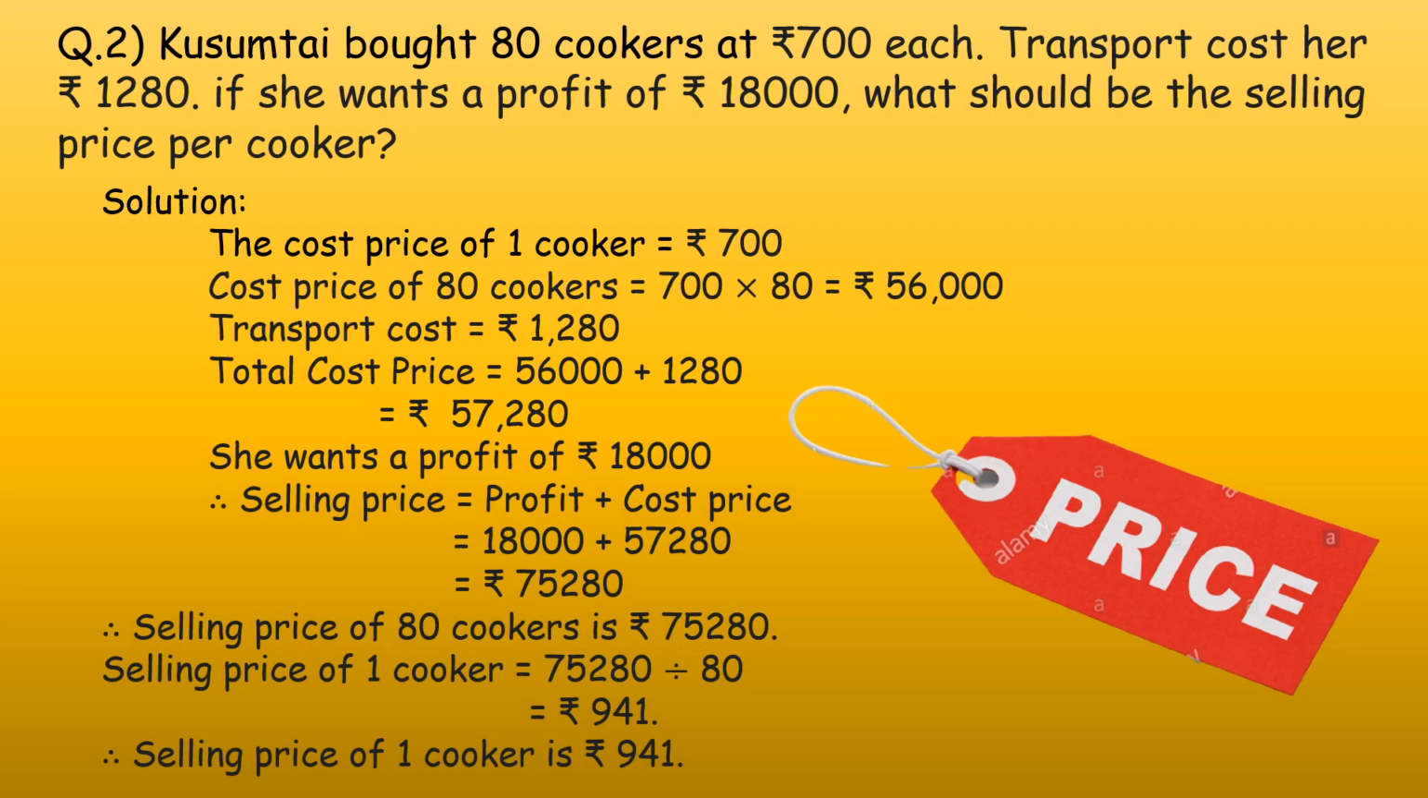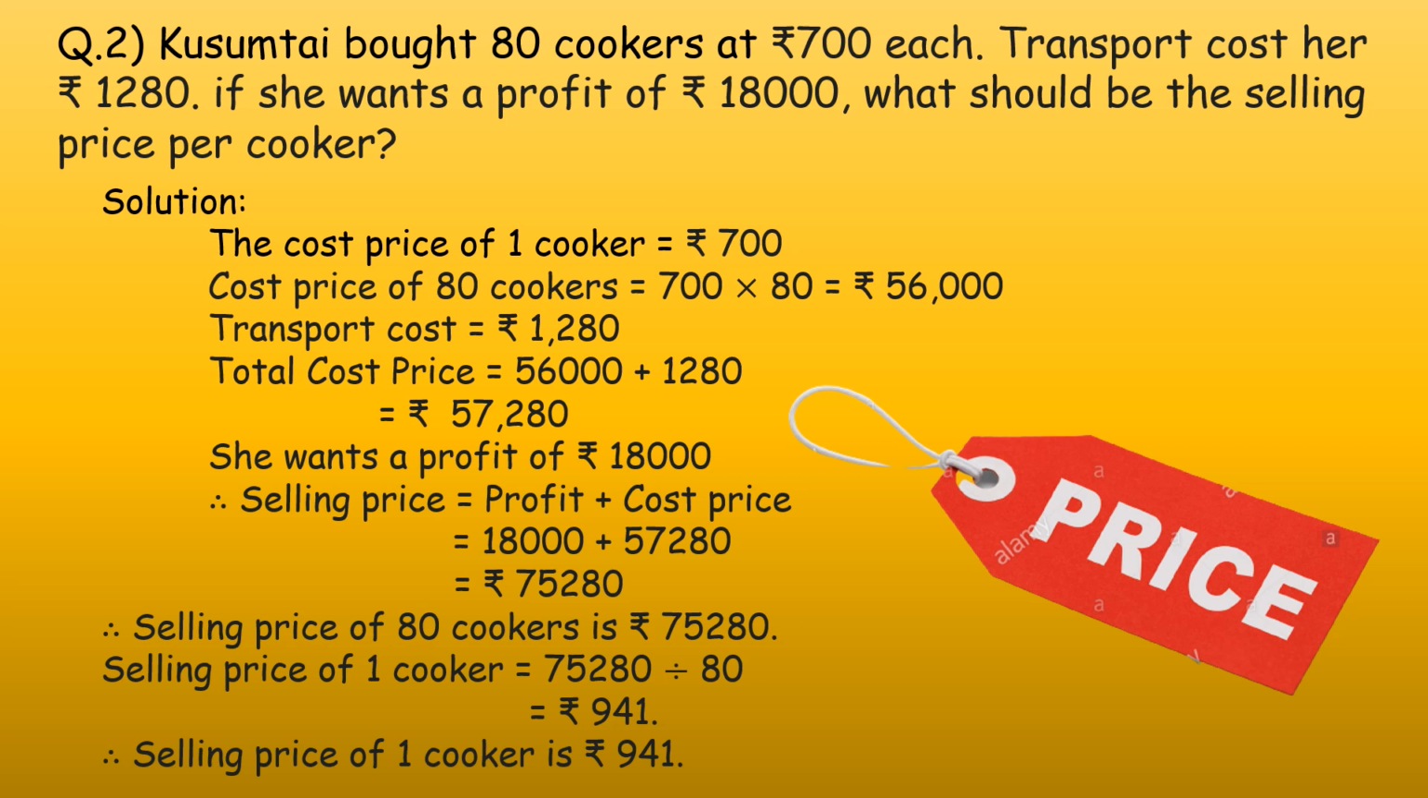Now Kusumtai bought 80 cookers at rupees 700 each. Transport cost for her was rupees 1,280. She wants to make a profit of rupees 18,000. What should be the selling price per cooker?